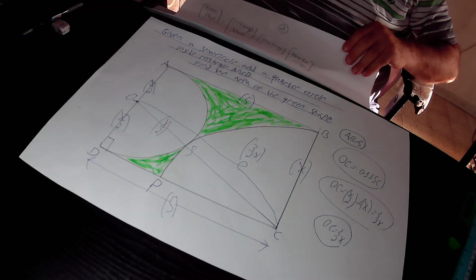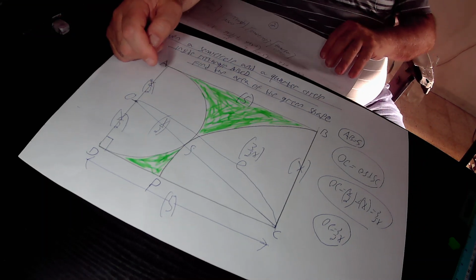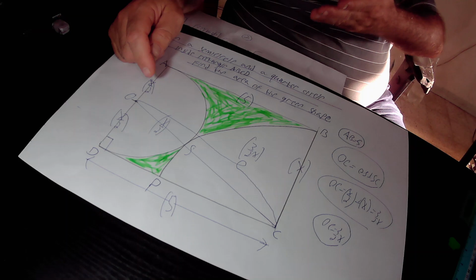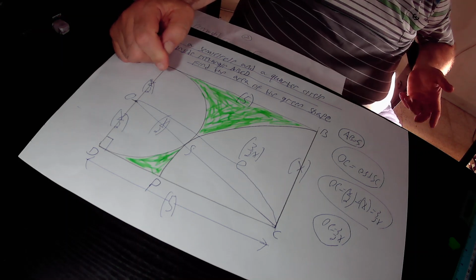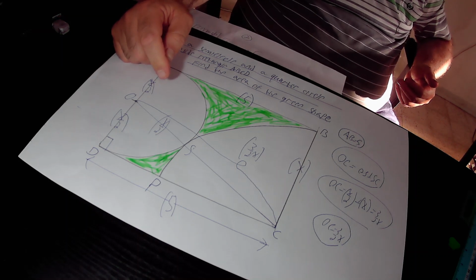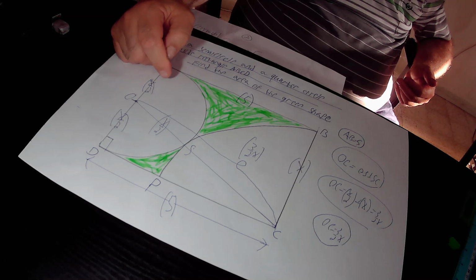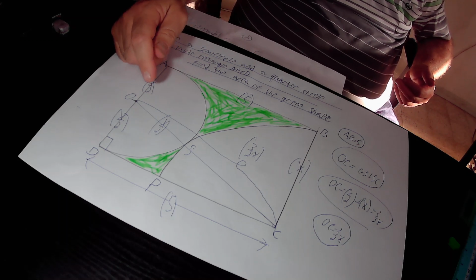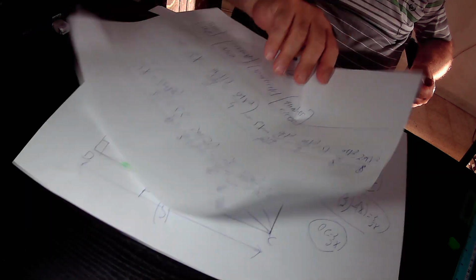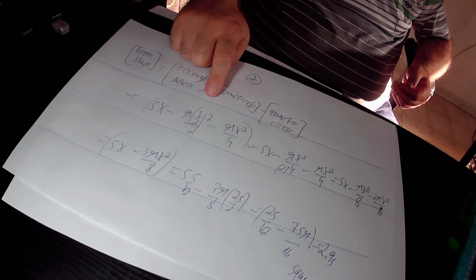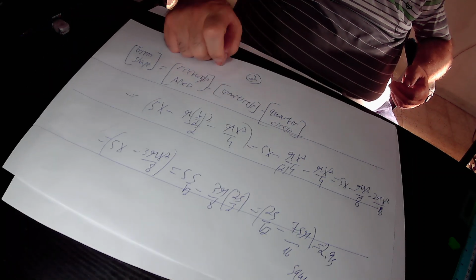Minus the area of this semicircle. What is the area of this semicircle? We know that the radius of this semicircle is x over 2. So the area of the semicircle equals pi times the radius squared over 2, so it is pi times (x over 2) squared divided by 2.